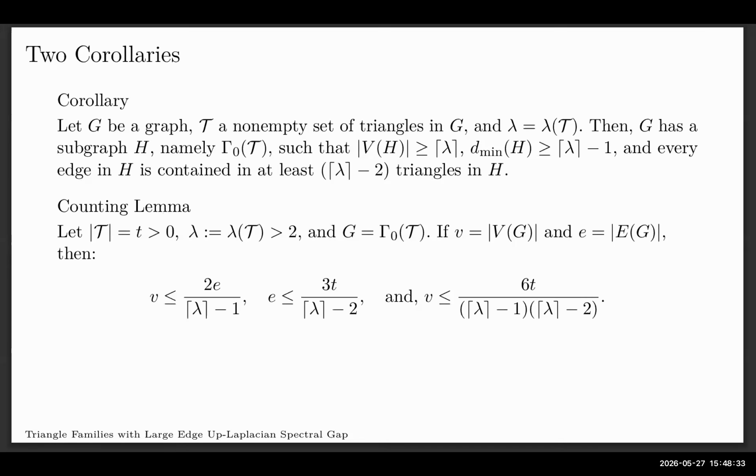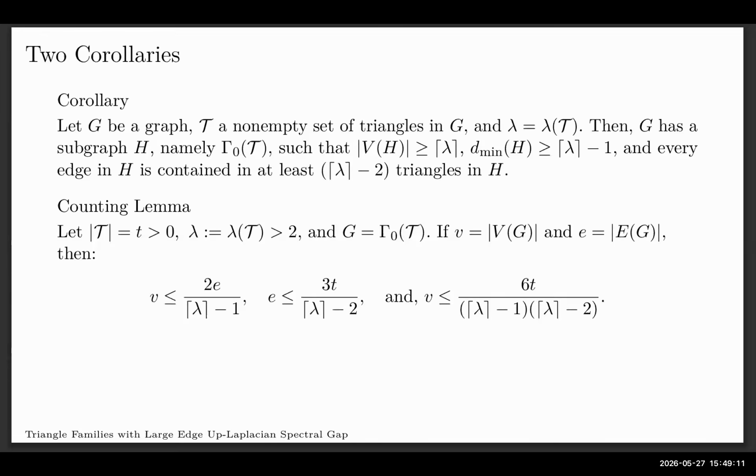So in particular, the first corollary: if you have some graph and you choose some triangle family in that graph, and that triangle family produces a large lambda, the smallest positive eigenvalue, that means the graph has a dense subgraph somewhere. In fact, it's the support graph of those triangles. And it immediately gives you this nice counting lemma that will be important in a second, that gives you a relation between the number of vertices, edges, and triangles versus how big your lambda is.